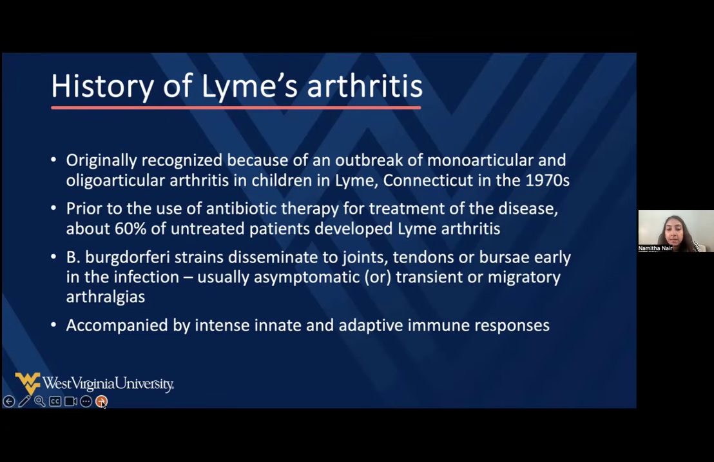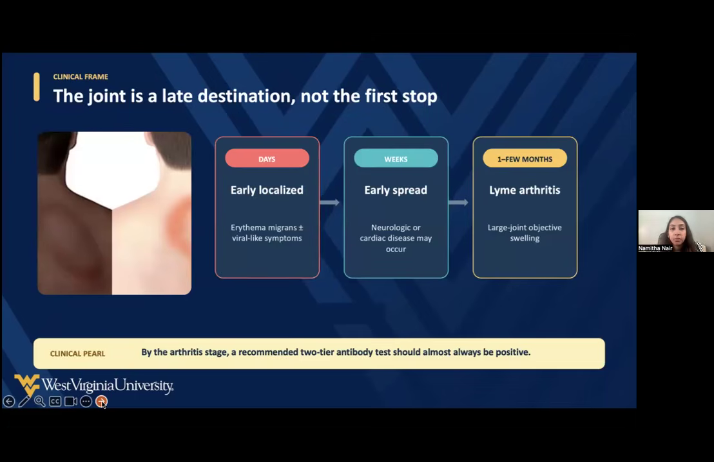So they usually end up having asymptomatic or transient migratory arthralgias. But then when it's coupled with the innate and adaptive immune responses, which happen a little later, that's when the true arthritis phase starts. So remember, the joint is a late destination. It's not the first stop. Like we discussed, the early localized phase with the rash and viral symptoms is followed after a few weeks by neurologic or cardiac disease. And then after 1 to 3 months, that's when you start thinking about Lyme arthritis per se. By the time you reach that late disseminated phase, the two-tier antibody testing that we usually do for Lyme disease should be positive.